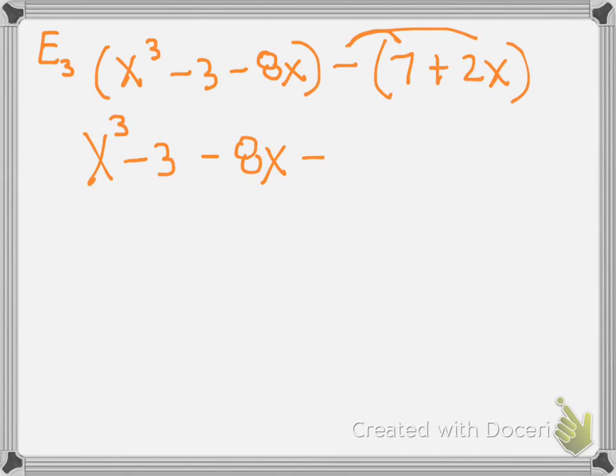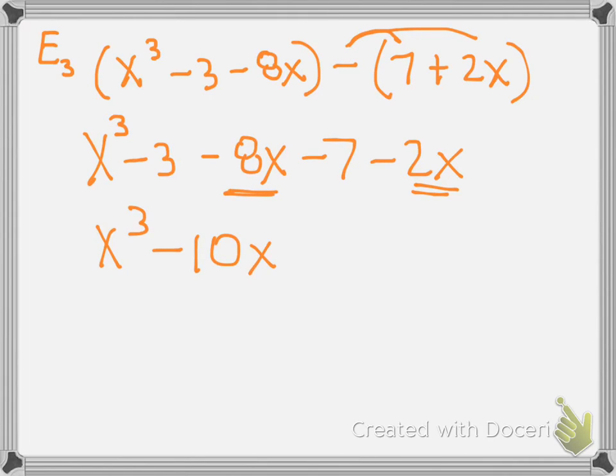I distribute the negative to both terms in there, and then I just combine like terms. So I got x cubed, I have a negative 8x and a negative 2x, that's going to give me negative 10x, and then the negative 7, and the negative 3. So negative 3, negative 7 are going to give me negative 10. That's your answer.